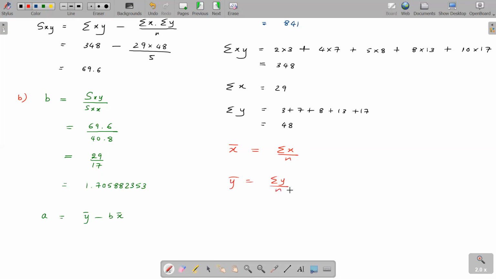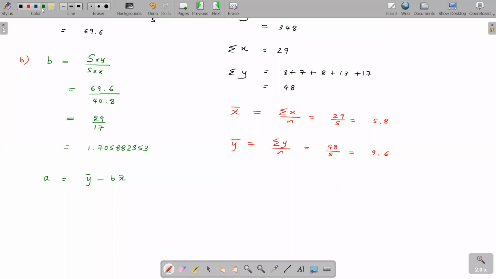So I already know sigma x is 29 and n is 5. Sigma y is 48 and n is 5. So what is your x bar and y bar? Now we have the x bar and y bar values. Let's substitute. A equals y bar, which is 48 over 5, or you can use 9.6. Since they're exact decimals, I don't mind going with decimals. But if they were recurring, I would go with the fraction.